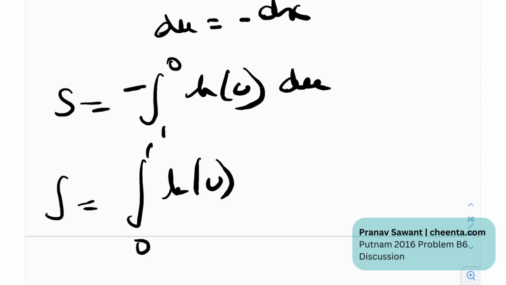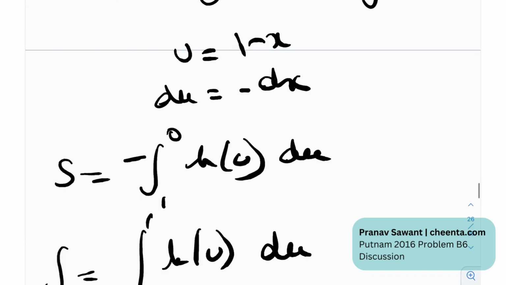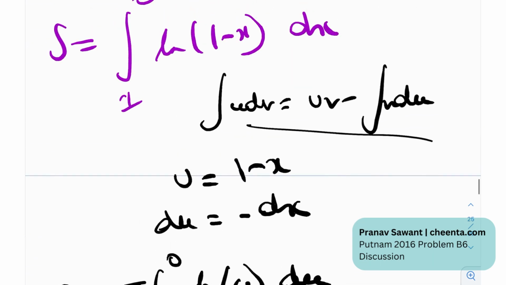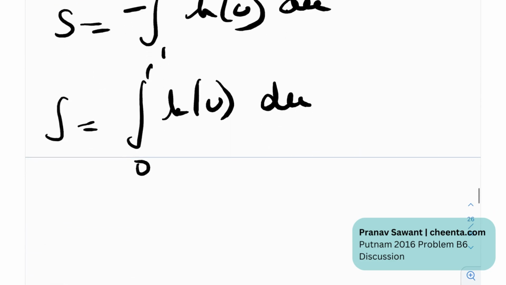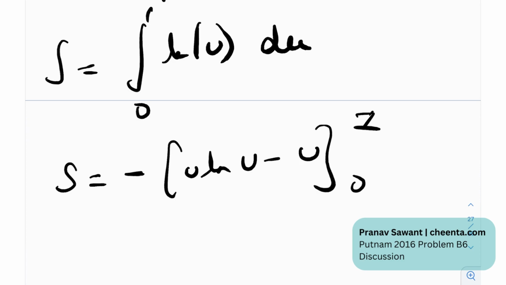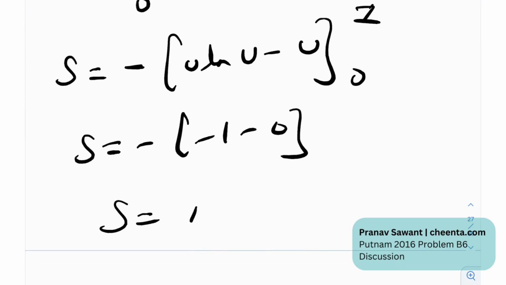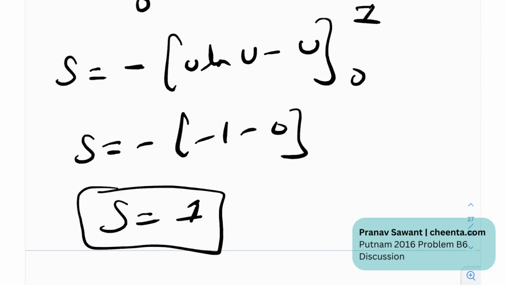of ln u du. And again, once you integrate this by parts using the formula integral u dv is uv minus integral v du, you'll get that the sum is equal to negative of (u times ln u minus u), from 0 to 1. And once you plug in the individual values u is equal to 0 and u is equal to 1 and calculate, the sum comes to be negative of negative 1, negative 0, which means that the sum is equal to 1.